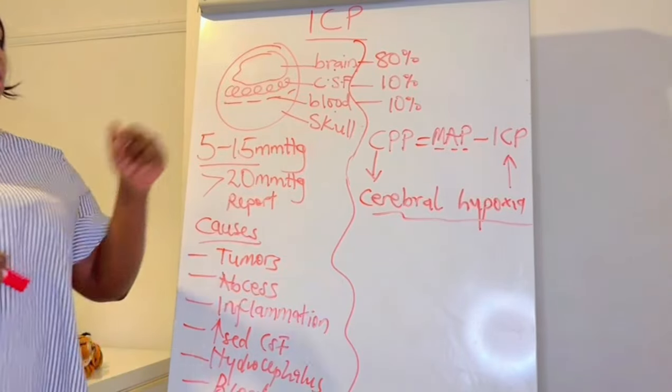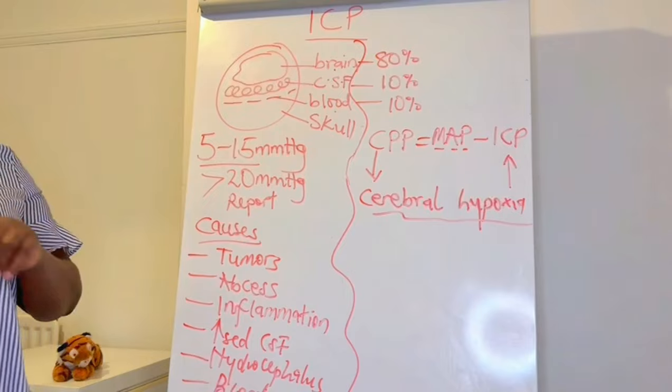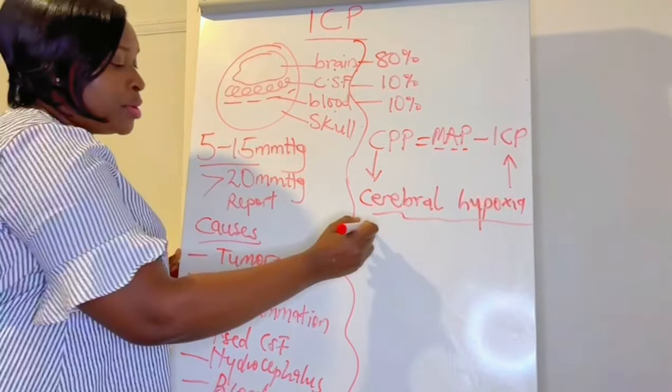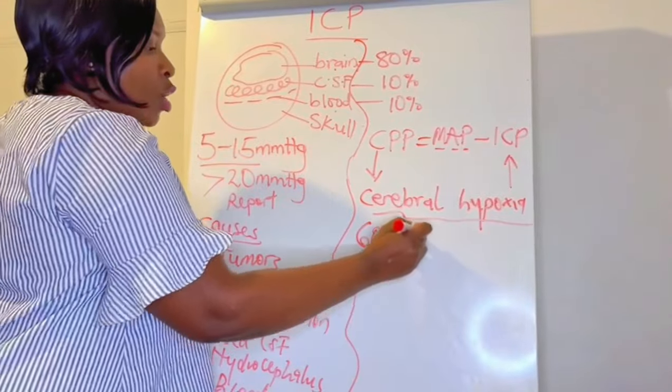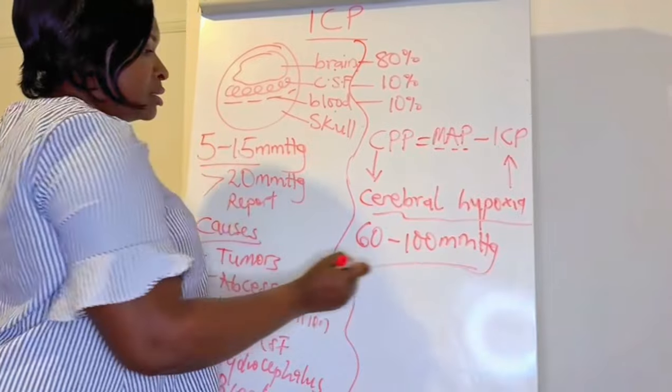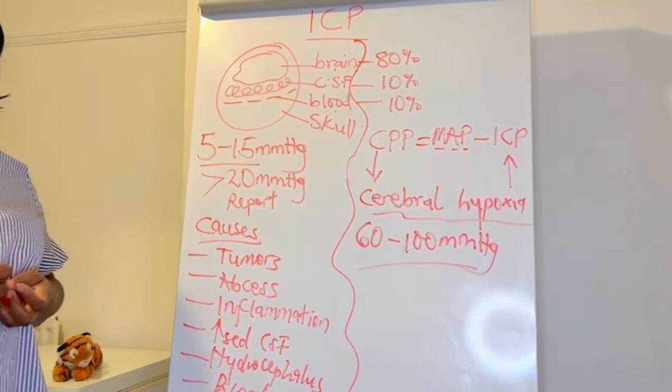All right, so this is one thing we need to know. It is important I tell you the normal range of CPP. We want the patient's CPP to be within 60 to 100 millimeters of mercury. That is the normal cerebral perfusion pressure.